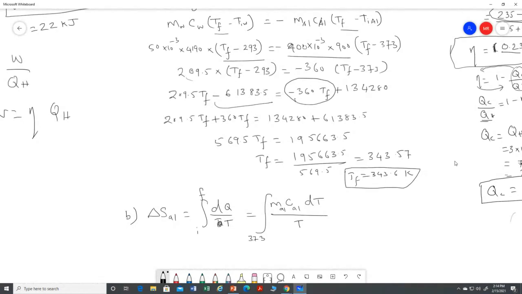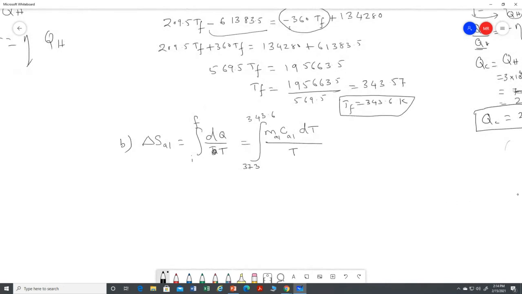And what is the final temperature? 343.6. Am I right? Now I'm going to work out this integration. What are the constant terms? I'm going to take the constant terms outside, because the mass of the aluminium is constant and the specific heat capacity is constant. So I have only dT over T inside the integral.